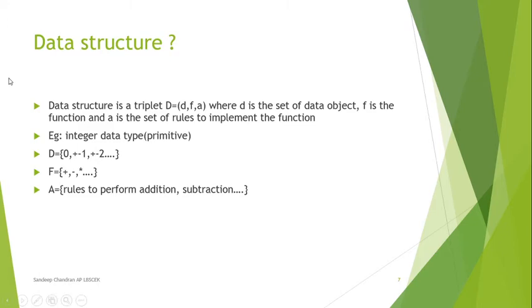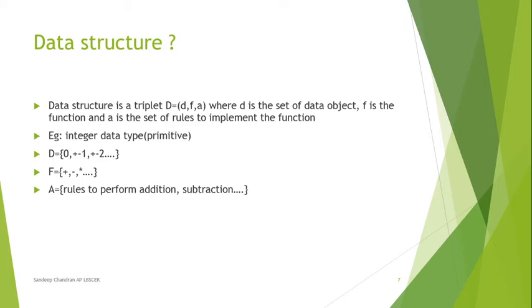Okay. Now it's time to properly define a data structure. A data structure is a triplet containing three components: D, F, A, where D is a set of data objects. A data structure will contain the data objects. F is the set of functions, so it also defines the functions it has. A is the axioms, a set of rules to implement the functions. So we will define the domain of the data, then the functions of the data, and we will define the axioms of the data. These three things will be defined in a data structure.